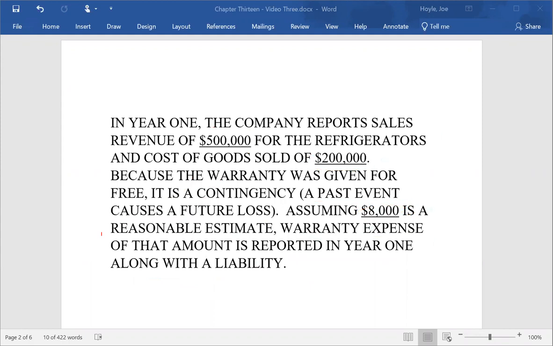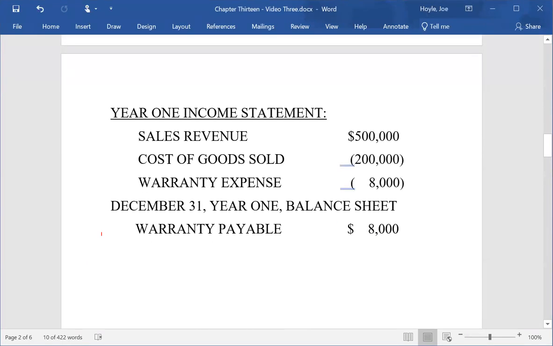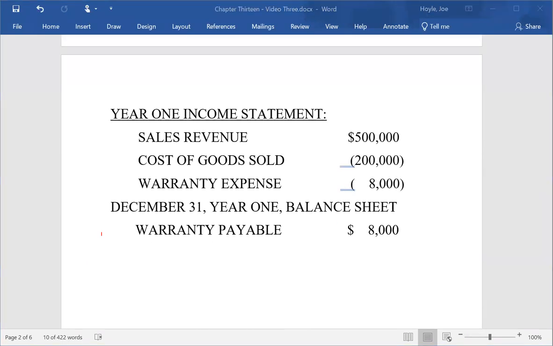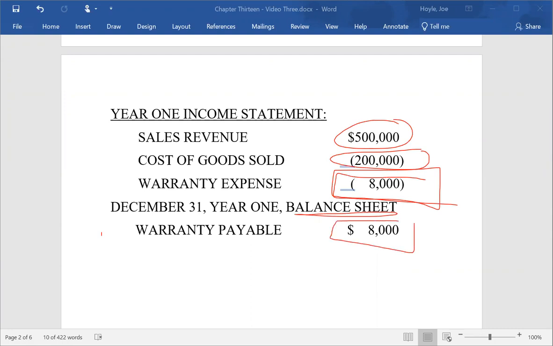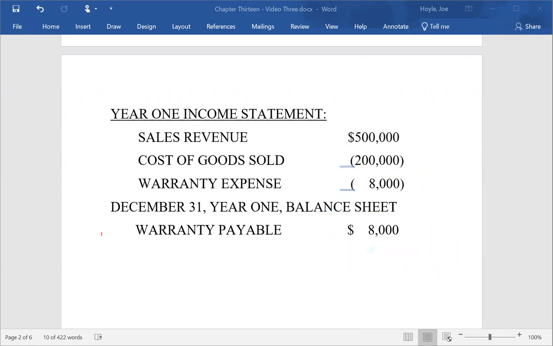So what do we report then? What we report in this situation, this is for year one only. We report the revenue of $500,000. We report the cost of goods sold of $200,000, and then we report that $8,000 contingency, which is a warranty expense. On the balance sheet, we report the warranty payable at $8,000. Now, I don't think that's all that difficult, to tell you the truth, but that's how an embedded quality assurance free warranty is handled by US GAAP.